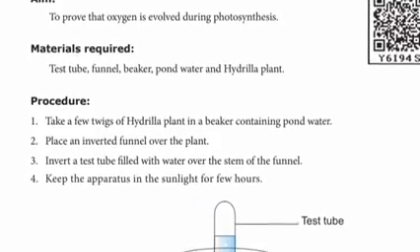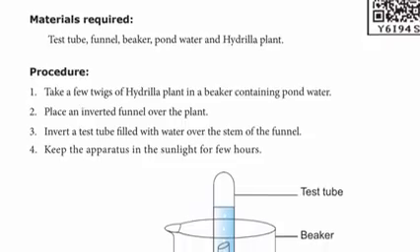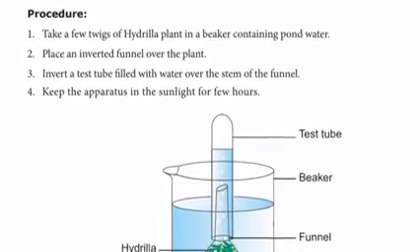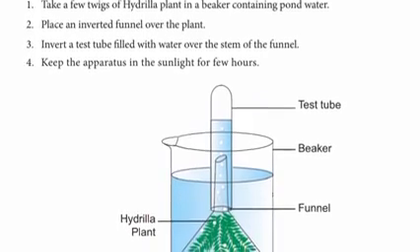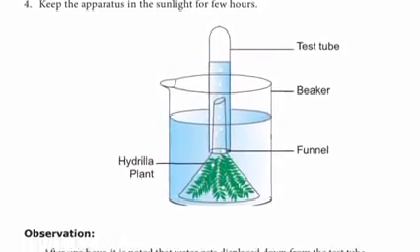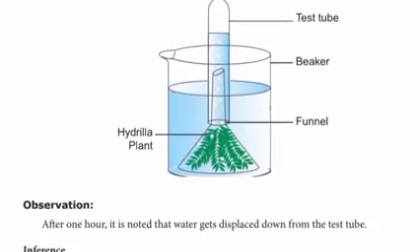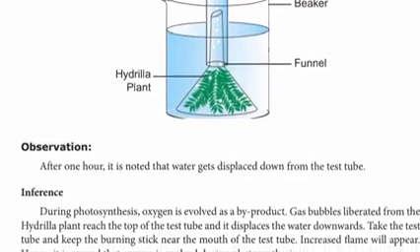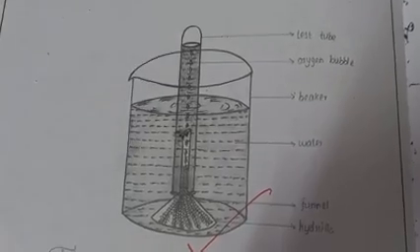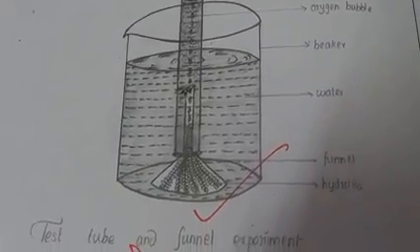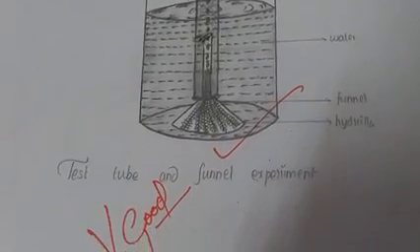Children, today we are going to discuss the practical portion in our science, in particular the bio-botany portion, exercises number 8, 9, 10, 11 alone. First one, photosynthesis: test tube funnel experiment. So what are the required materials? What is the aim, procedure and observations? We see one by one.